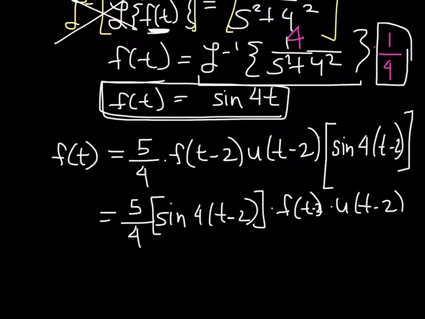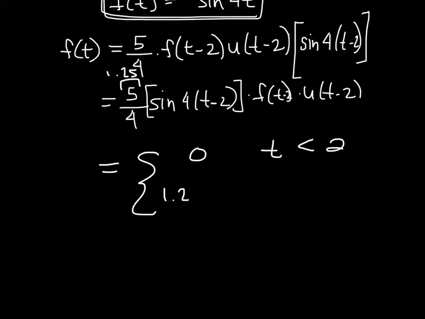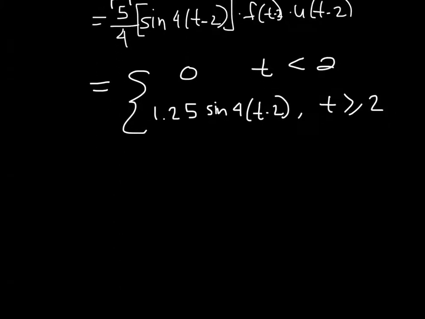So if we quickly sketch this piecewise function, what's it going to look like? This is just 1.25. It's going to be 0 when t is less than 2, and I'm going to use 1.25 because we know 5/4 is that, times sine of 4 times t minus 2, when t is at least 2. And some colors here, so that's going to be 0, and that's going to be my blue.